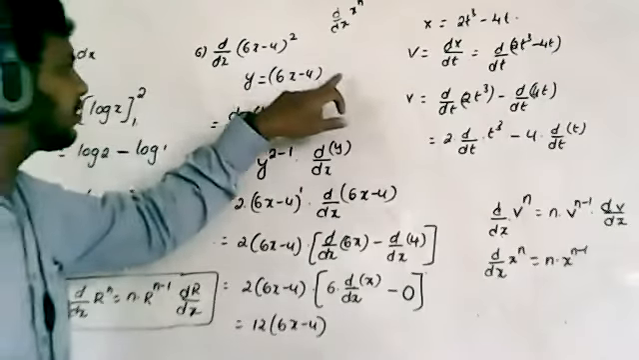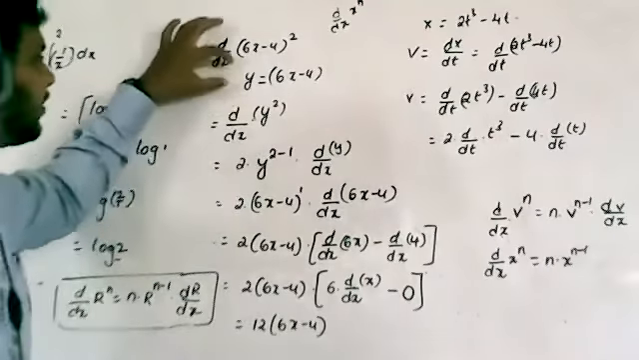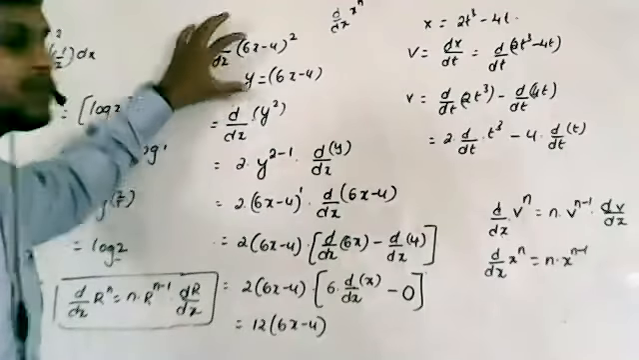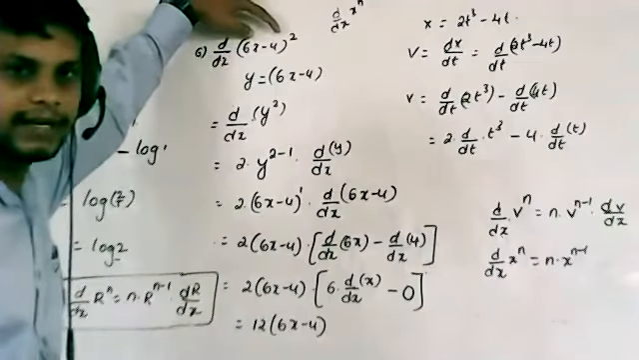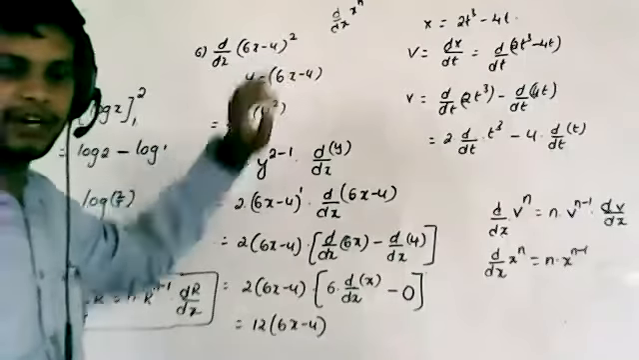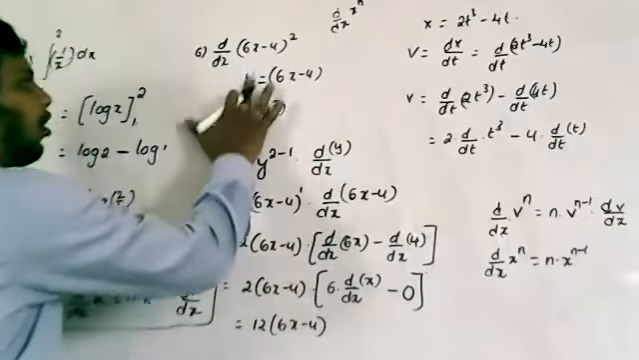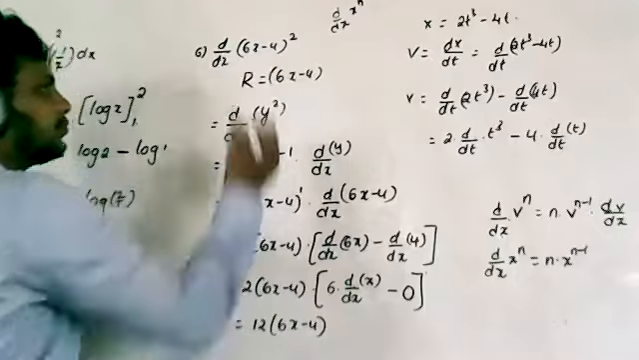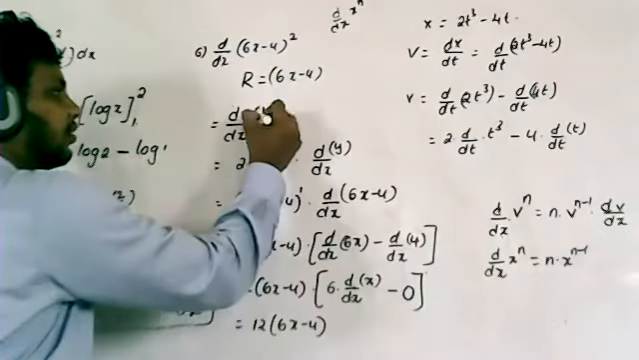So instead of this 6x minus 4, I will take it as y. Why? Because we don't have this formula directly. That's why I took 6x minus 4 as another letter. No problem, your name is Rohit, so take R.